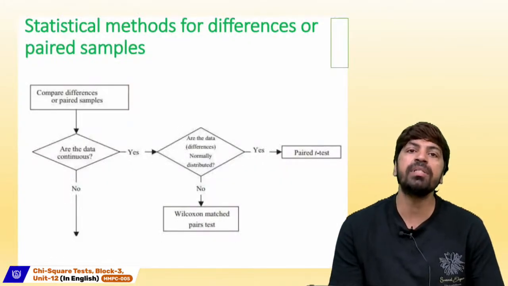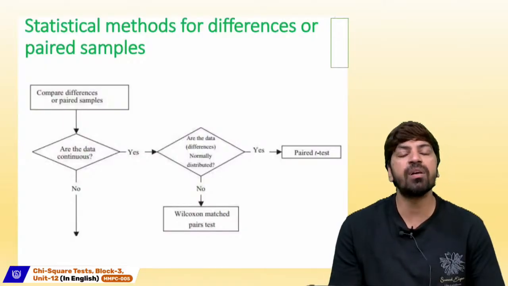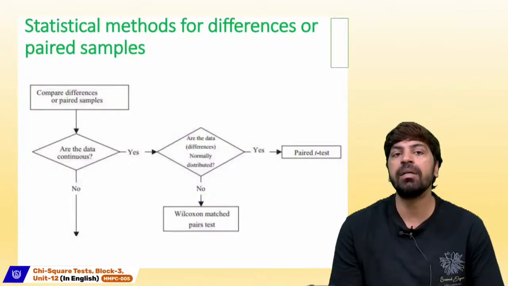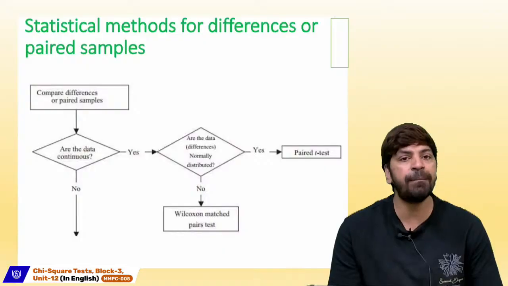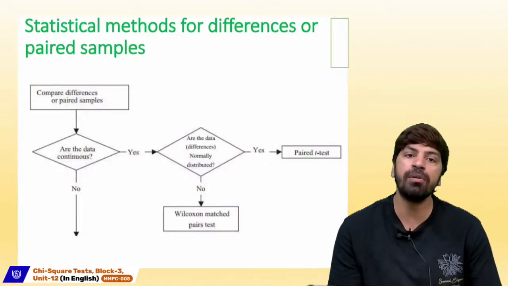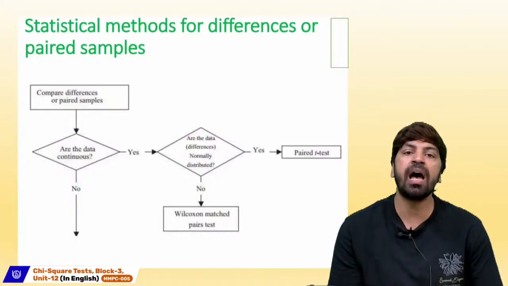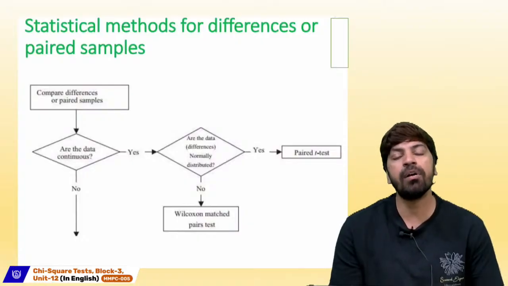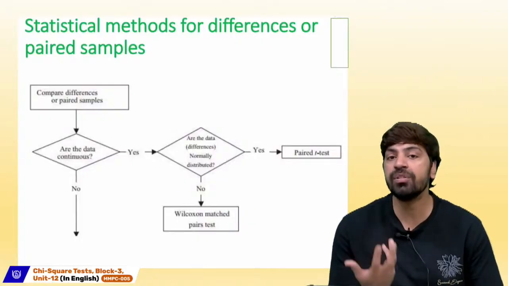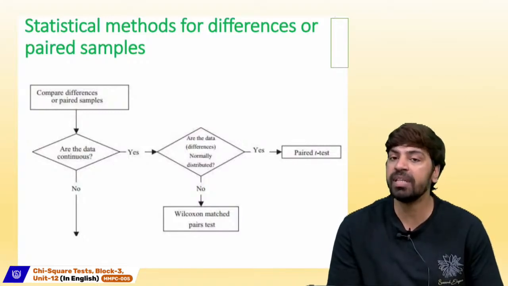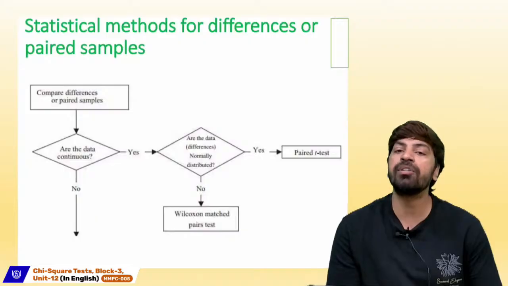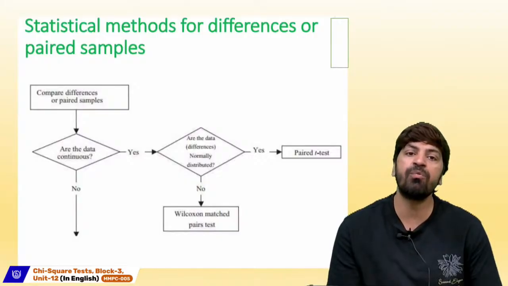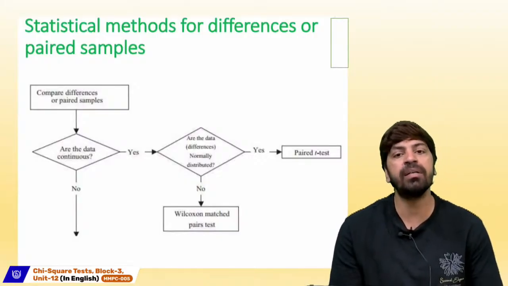So this is how the statistical methods work for difference or paired samples, when a researcher compares the differences or the paired samples. We have a question: are the data continuous? If yes, then the next question arises: are the differences normally distributed or not? If yes, then we can use the paired t-test. If no, then we can use the Wilcoxon matched-pairs test.